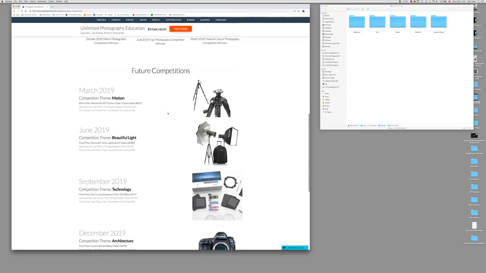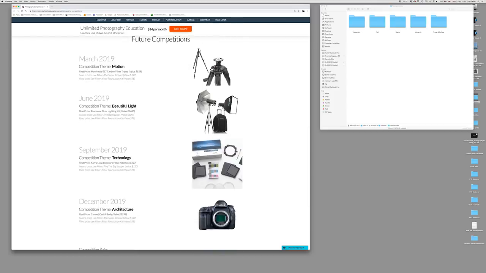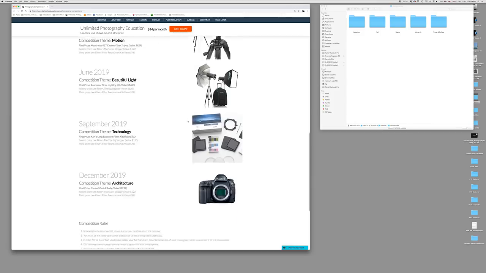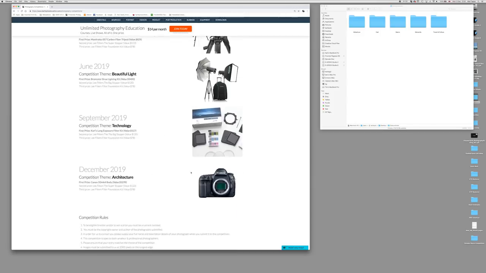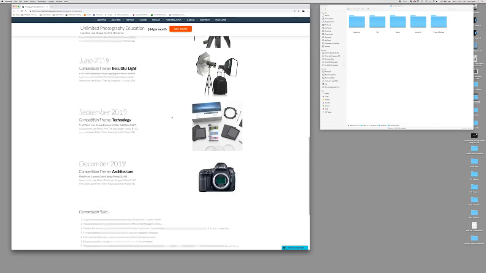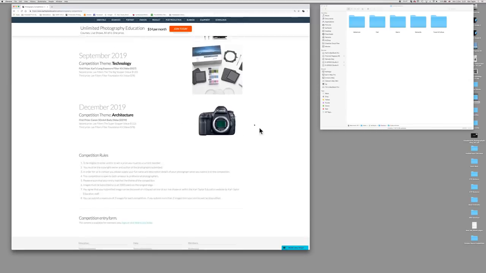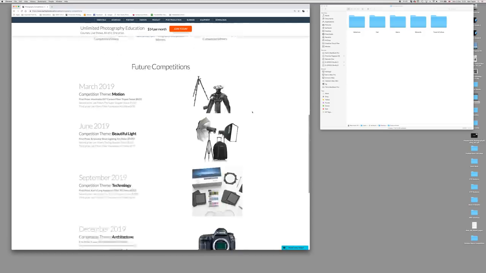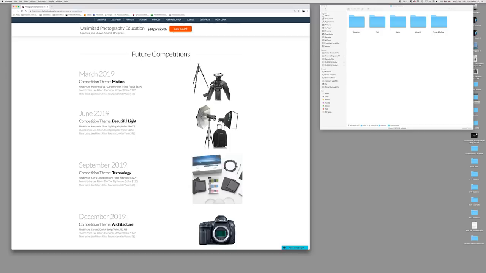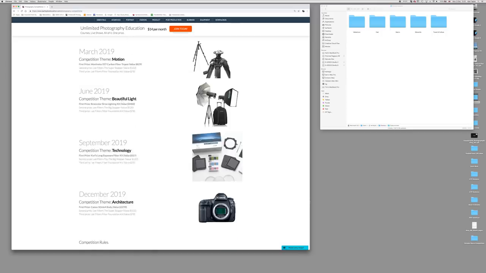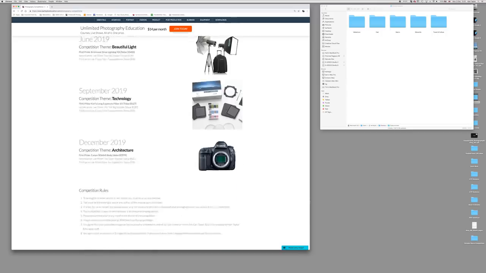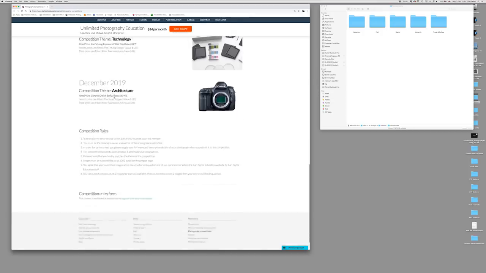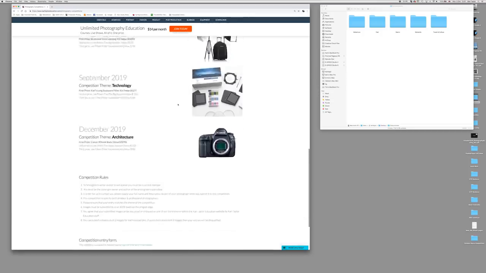You can also see in our future competitions, we've got like a $700 Manfrotto tripod. We've got a $3,400 Broncolor Cirrus lighting kit there. Then September, we've got a $500 Lee filters kit. And then next December, probably another Canon 5D Mark IV that we'll be giving away. Now the competition themes, you can see motion for March 2019, beautiful light for June 2019, technology for September 2019, and architecture for December 2019.